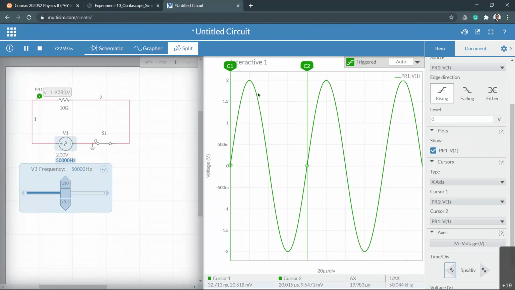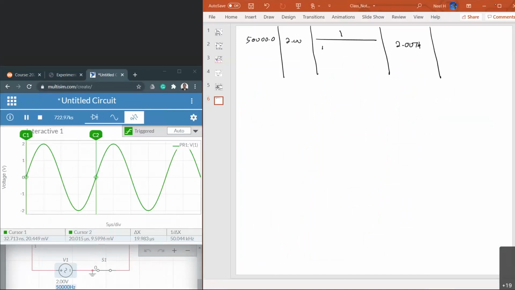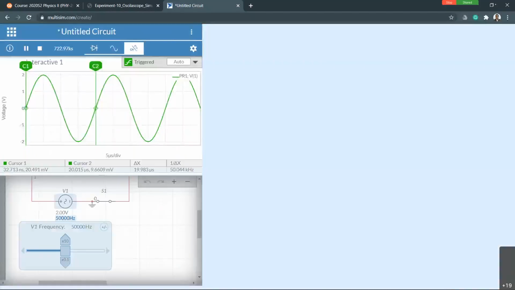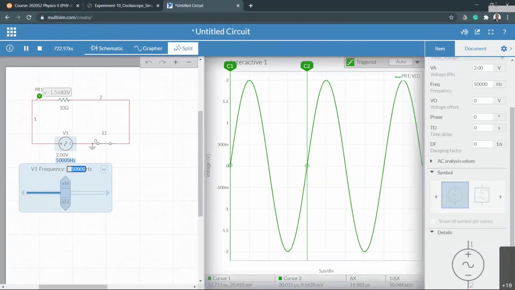Now the difference is 19.983 microsecond. So this is going to be 19.983 times 10 to the negative 6 second. You take that answer, that will be the frequency for the 50,000, and then you do 100,000. The voltage doesn't change at all. The measured voltage should not change at all. And then let's do 1 over time for the 100,000. All we need is to change the frequency to 100,000.